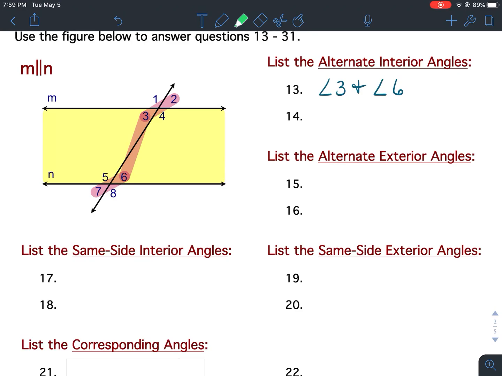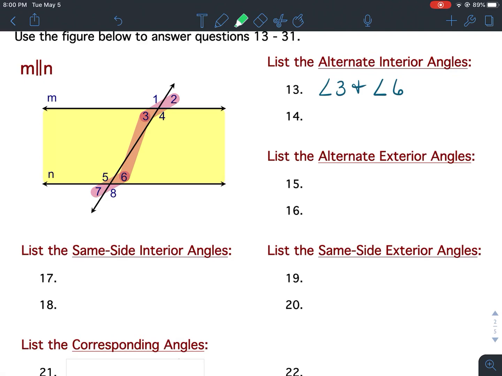Now, there are two pairs. I don't care which pair you put where, so one person might have 3 and 6 there, or maybe they wrote 3 and 6 down here. It doesn't matter as long as you have the correct pairs under each section. So what's an answer for 15 for one person might be the answer for 16 and vice versa for another person.